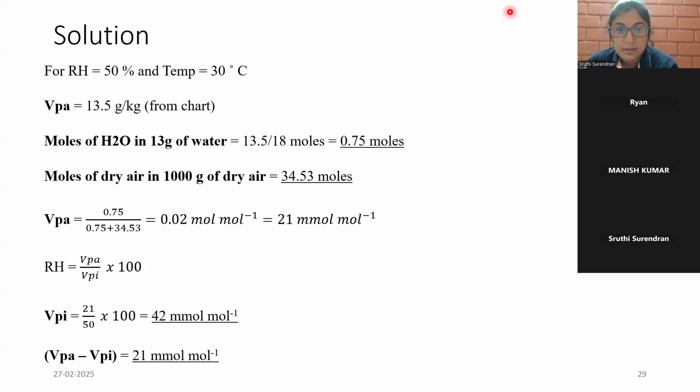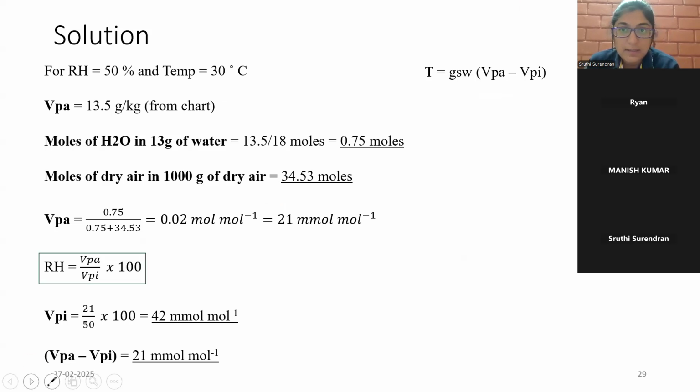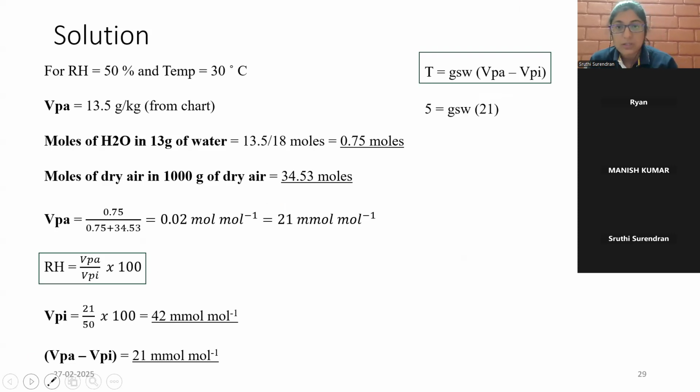Let me see Mayank's. So we got the vapor pressure deficit. Now we know transpiration is GSW into the vapor pressure deficit. So since we know the transpiration value, which is 5 millimoles per meter square per second, we will divide by 21, which is the vapor pressure deficit we get, and I got around 0.24. I think, yeah, even you have got it right.